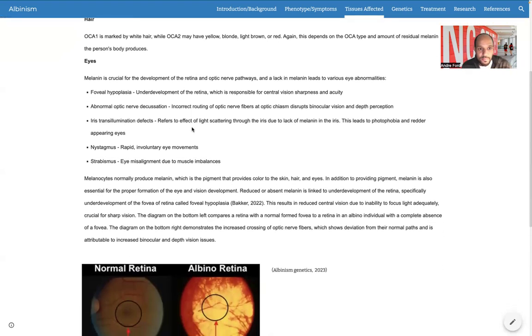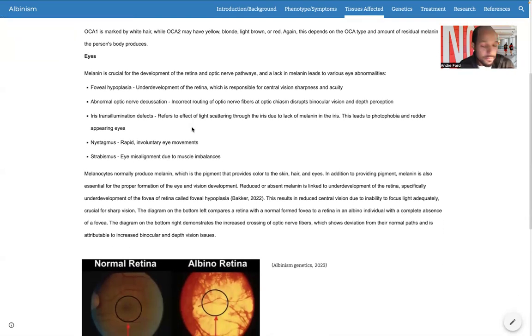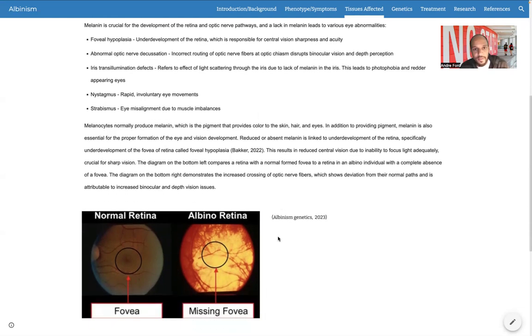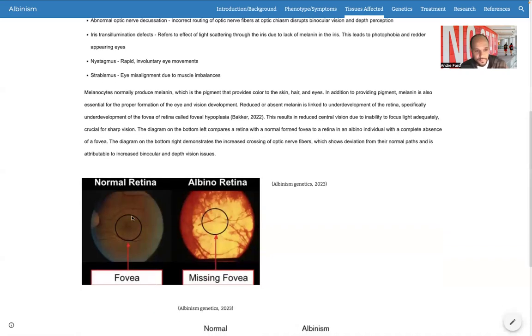Then there are different things that are affecting the eyes, as we've touched on earlier. But some of the terms that are important are foveal hypoplasia, and that's where the underdevelopment of the fovea of the retina, and it's actually absent. And that part of your eye is actually important for central vision sharpness, acuity. You can see down below on this picture where a normal retina has the fovea, and a person with albinism is lacking the fovea.